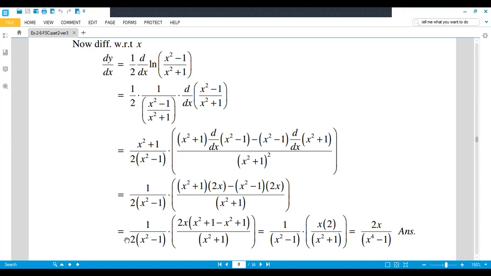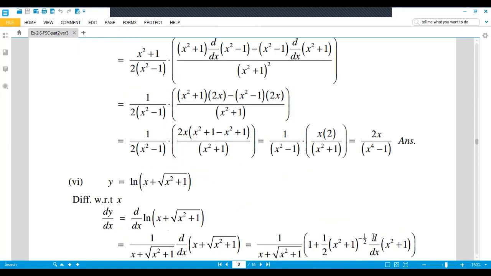This 2 cancels with the denominator 2. So we get 1 over x square minus 1 and 2x divided by x square plus 1. So multiply, this is a minus b and this one is a plus b. So apply the formula a square minus b square. So x square whole square is x to the power 4 minus 1 square is 1. So this is the required answer. I hope you will understand.